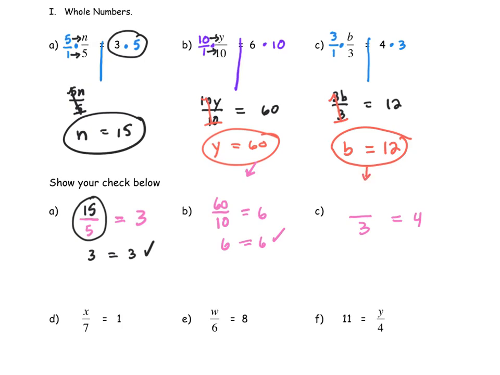So let's check it. I wrote the original problem here without the variable b, and we're going to replace b with 12. Where the b should be, we're going to replace it with 12 and ask ourselves, is this correct? 12 divided by 3 is 4, and 4 does equal 4. So it checks. That is our solution.